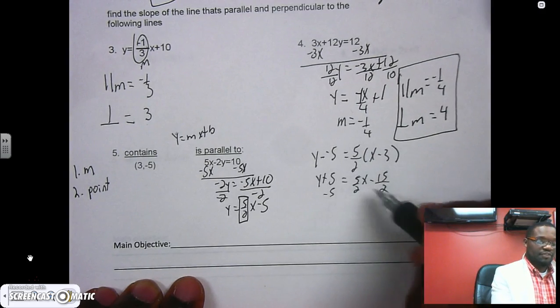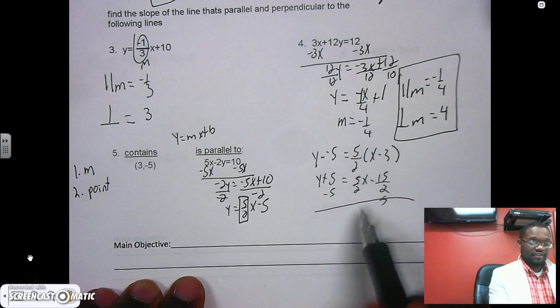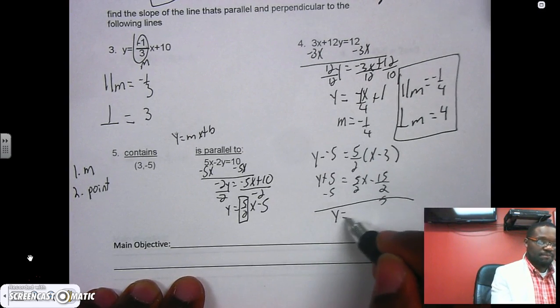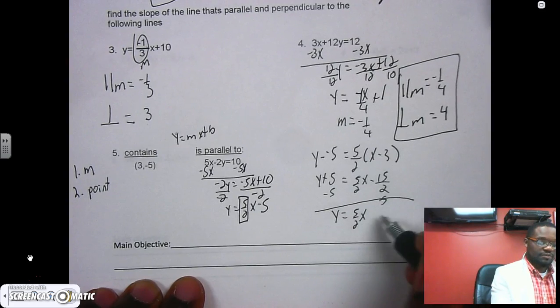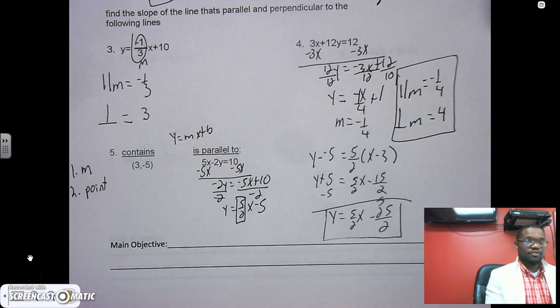And then I subtract 5. This is what we've done in previous notes. That's actually minus 5 there. So y equals 5 over 2x minus 25 over 2. And in class I worked it out the other way using slope-intercept form.